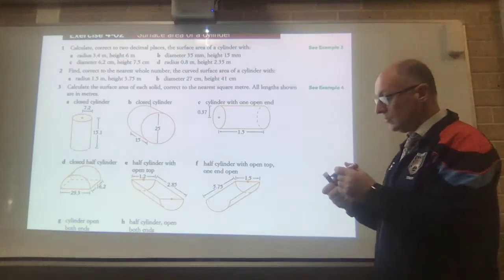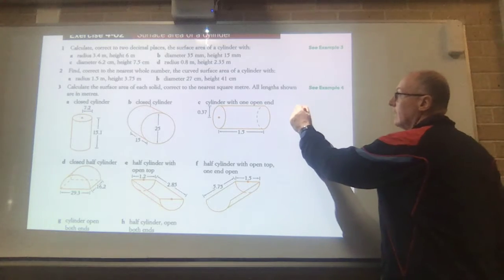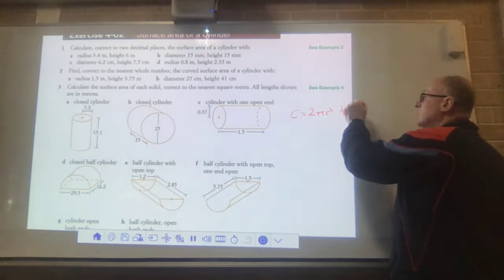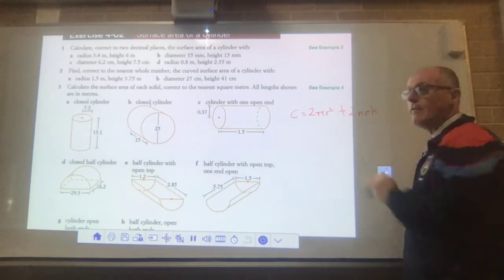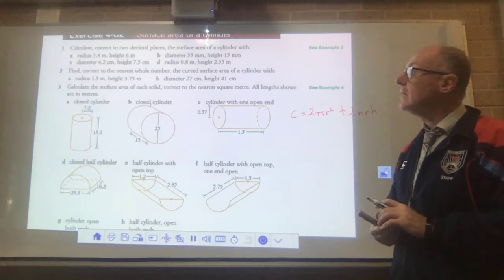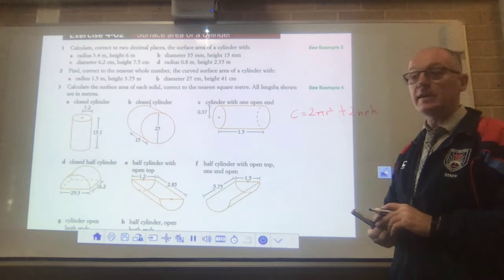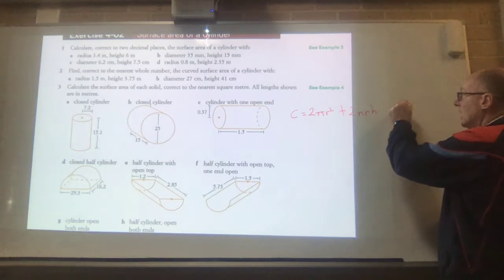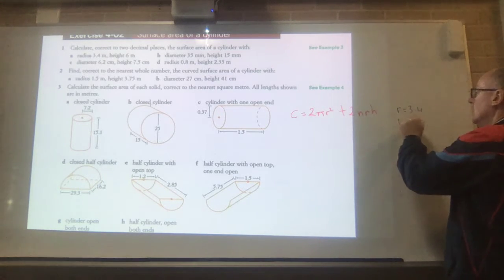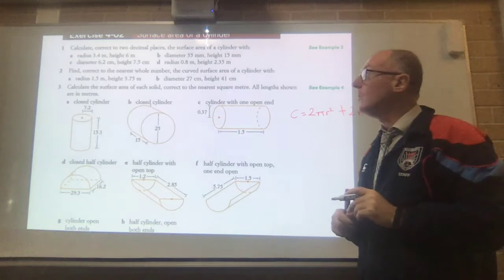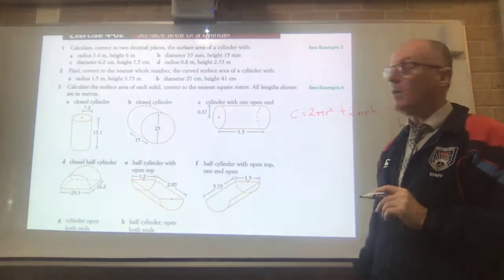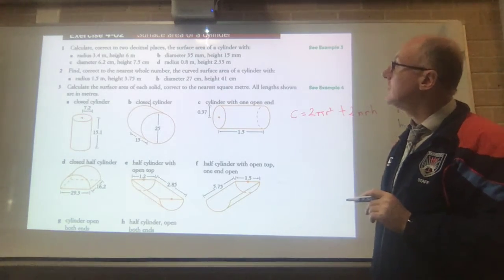Whenever you do these, you should write down the formula first. So surface area equals 2 lots of pi r squared plus 2 pi r h. Write the formula out first each time you do this. In question A, they've given us the radius is 3.4 and the height is 6. You might even want to write that on the side, where r equals 3.4 and h equals 6. Make sure before you start that you're dealing in the same measurements. Meters and meters, that's fine. And they want the answer to 2 decimal places.